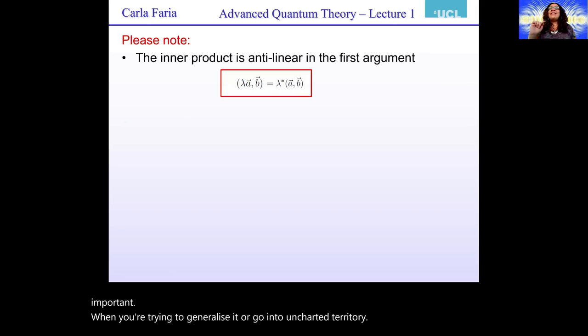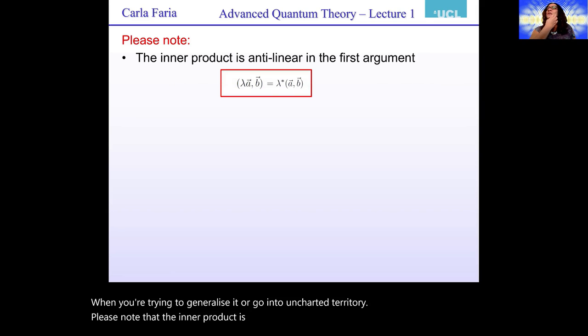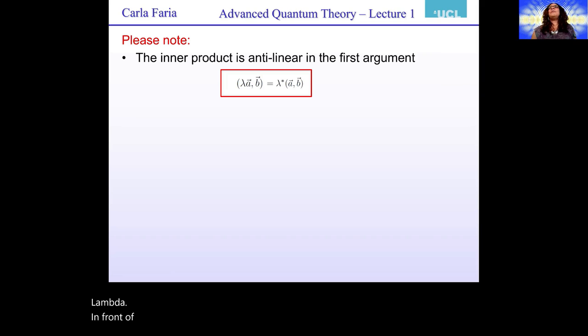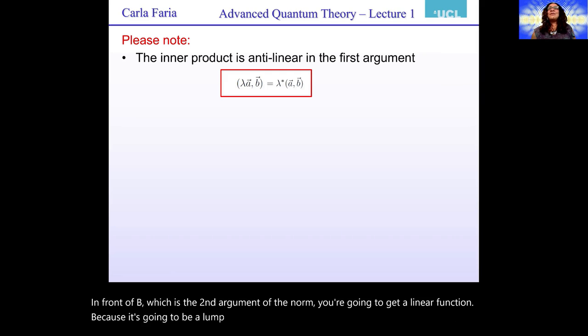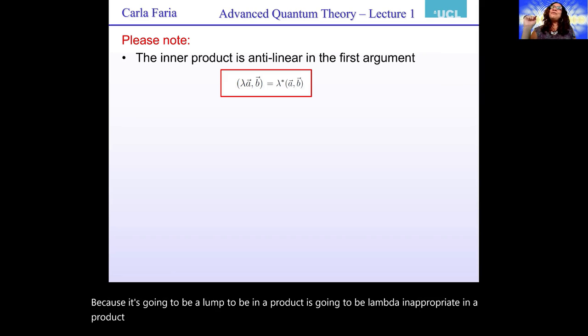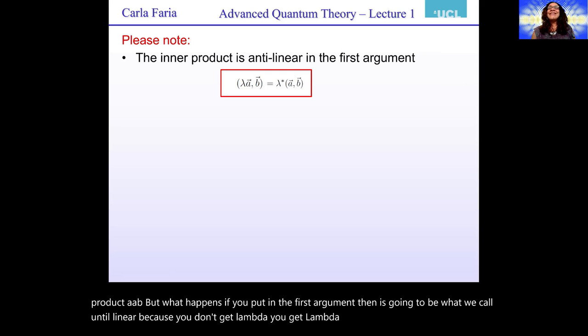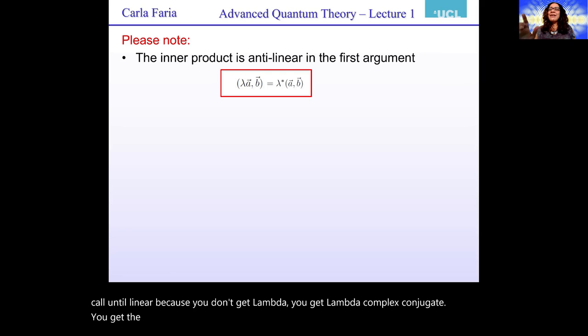Please note that the inner product is antilinear in the first argument. We said, okay, if you put lambda in front of B, which is the second argument of the inner product, you're going to get a linear function, because the inner product of A with lambda B is going to be lambda times the inner product of A and B. But what happens if you put it in the first argument? Then it's going to be what we call antilinear, because you don't get lambda, you get lambda complex conjugate. You get the conjugate. So you can verify this, in fact, by imposing that the axioms hold.